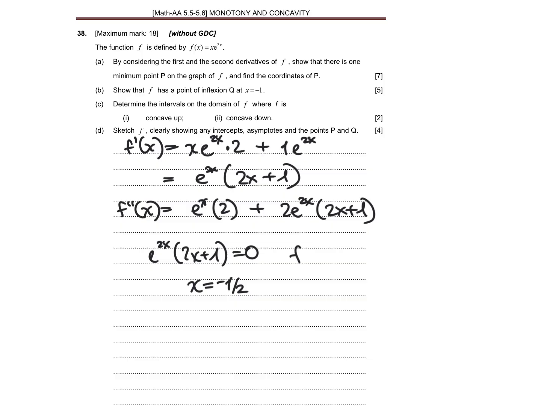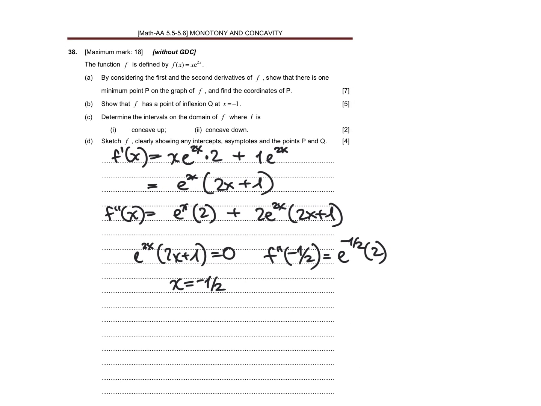And we need to sub that into the second derivative to show that this is a minimum. So it's got to be a positive number because that means it's concave up. Okay, so plus 2e to the 2x, 2 times negative 1/2 plus 1.